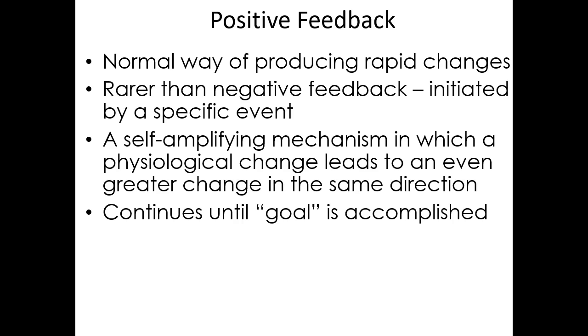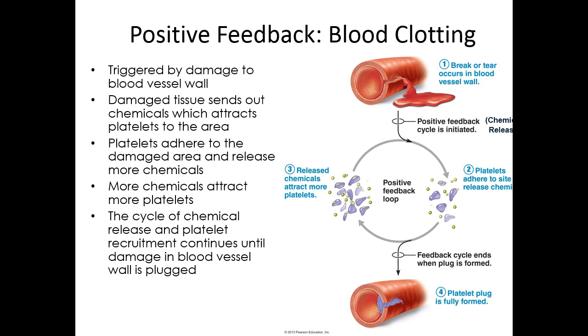These two methods, we talked about negative feedback. That's going to be the majority of methods that homeostasis works. But there are a few, very few methods that use this thing called positive feedback. So a normal way of producing a rapid change is going to be positive feedback. And basically it's going to be a change that leads to an even greater change in a certain direction. And it'll make sense in a second.